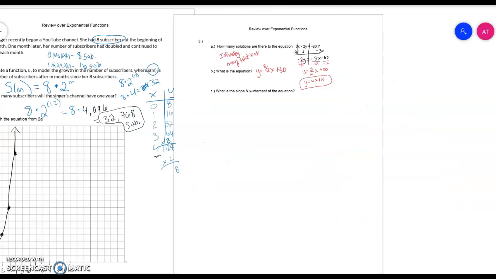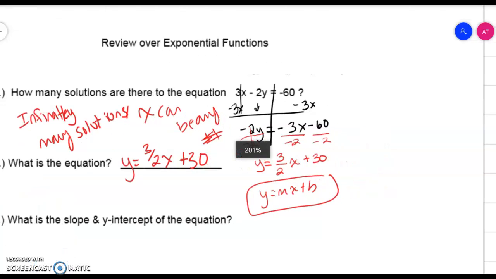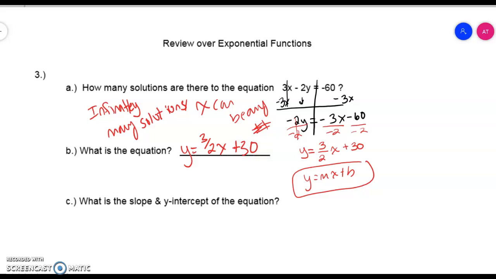That's why we have an x there, right? We always have x's. So, what's the slope? Remember, slope is always attached to the x. So the slope is 3 over 2, and my y-intercept, or the starting point, is 30.